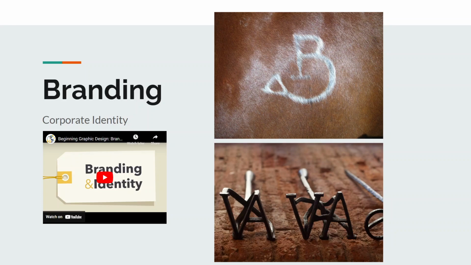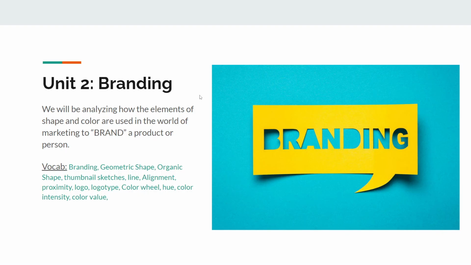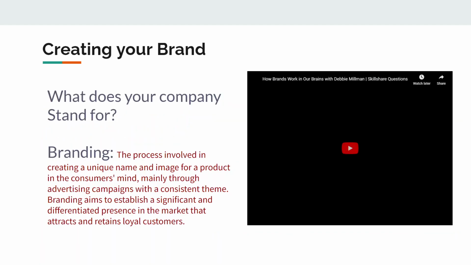All right, so now that you're an expert at branding, let's dig a little bit deeper, shall we? This is the vocab that we are going to be learning about throughout this unit, and there is more. This is just scratching the surface, but we're going to be talking about branding, what this term means. We're going to talk about geometric shapes and shape psychology, and that includes organic shapes as well. We're going to talk about thumbnail sketches, line, alignment, proximity, logos, logotype, color wheel, hue, color intensity, color value, etc. There actually are going to be some more that are added onto it here.